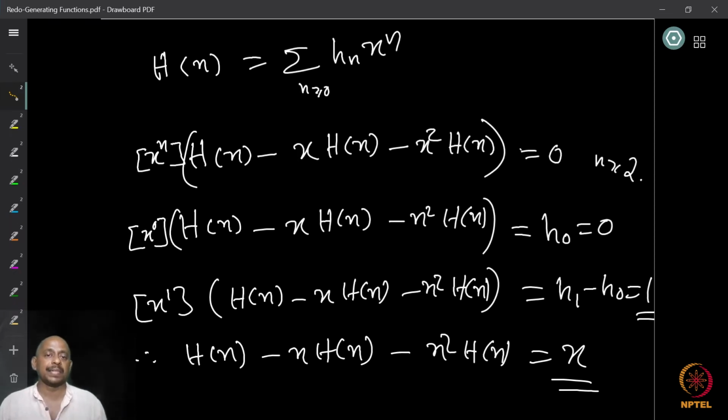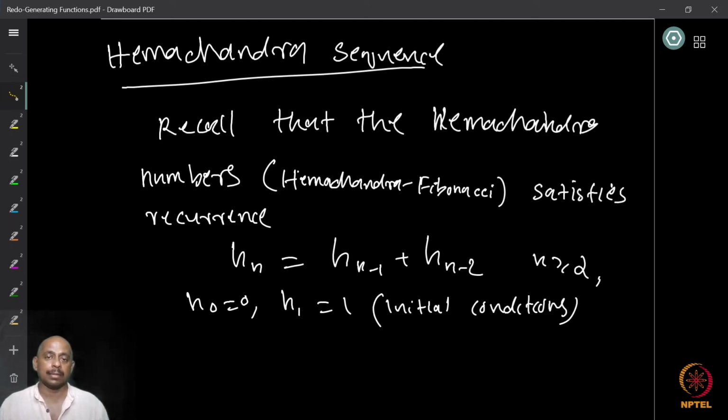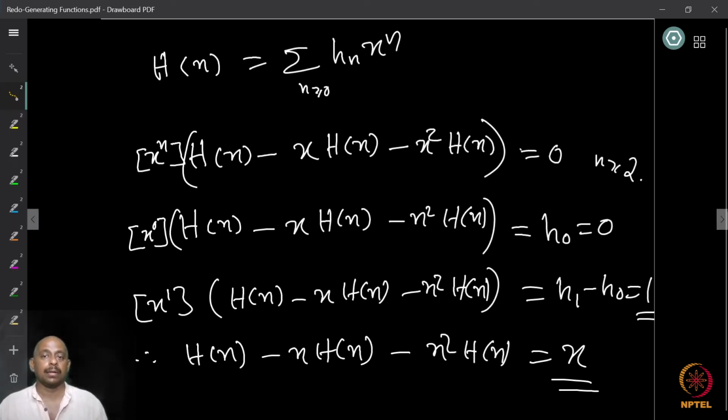Now if I look at the coefficient of x raised to n in h of x, that is basically h_n. Then the coefficient of x raised to n in x times h of x is basically h_{n-1}. And the coefficient of x raised to n in x square times h of x is basically h_{n-2}. This is clear, because x square shifts the terms by 2. Now h_n minus h_{n-1} minus h_{n-2} is 0, because for n greater than or equal to 2 we have this identity satisfied by the Hemachandra sequence: h_n is equal to h_{n-1} plus h_{n-2}. So the coefficient of x raised to n for this part is 0 for n greater than or equal to 2.